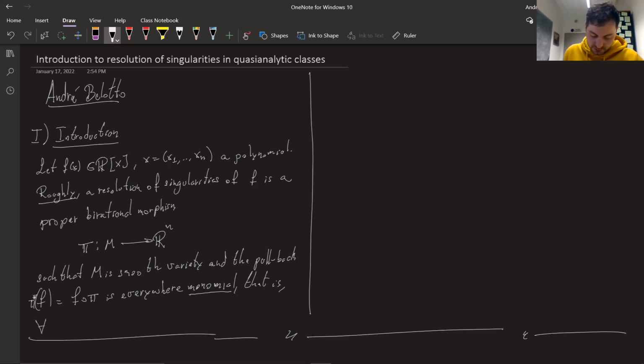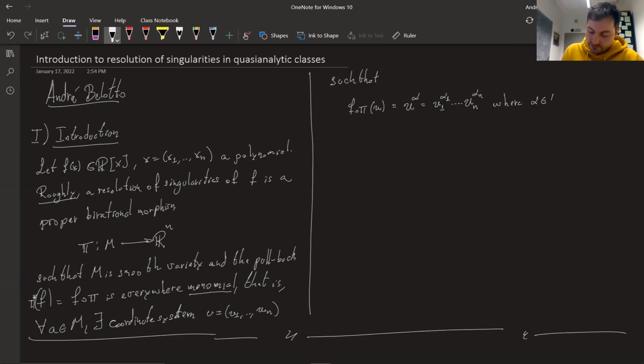That is, monomial is the goal that we're having here. At every point that we consider in M, there's going to exist a local system of coordinates, let's say u equals u1 to un, such that in those coordinates we can write f composed with pi over u, where we recall that u is the local coordinate system, as a unit times u to the power alpha, which really means, in the multi-index notation, u1 to the alpha 1 times up to un to the alpha n, where alpha is a multi-index given by n, which is the dimension of the ambient space Rn that we started with. So very roughly, this is what a resolution of singularity is for us.